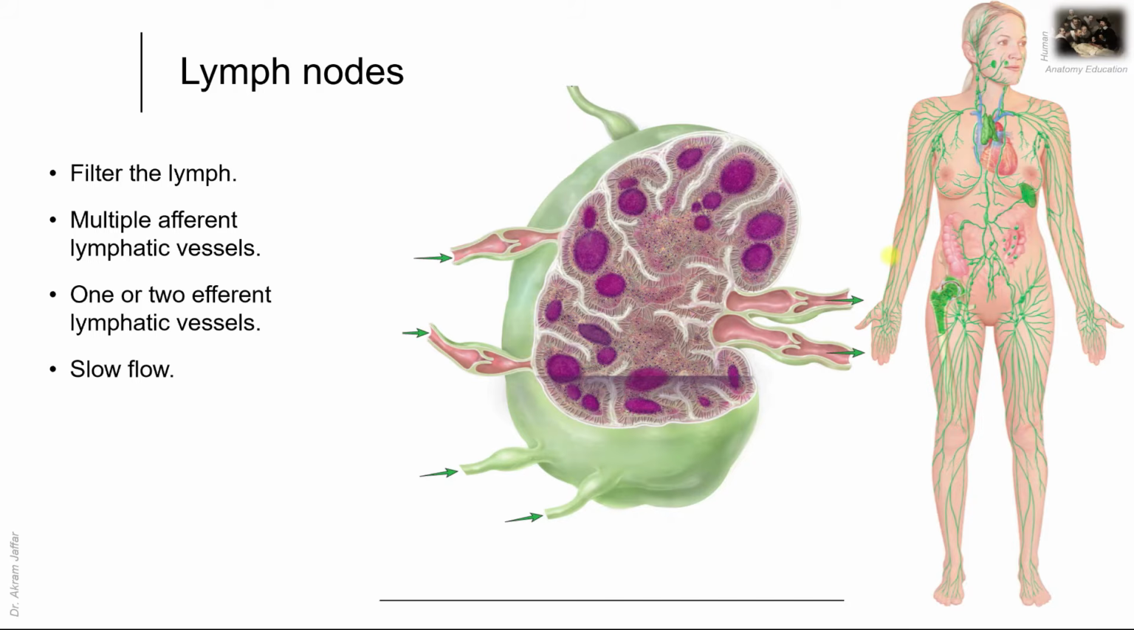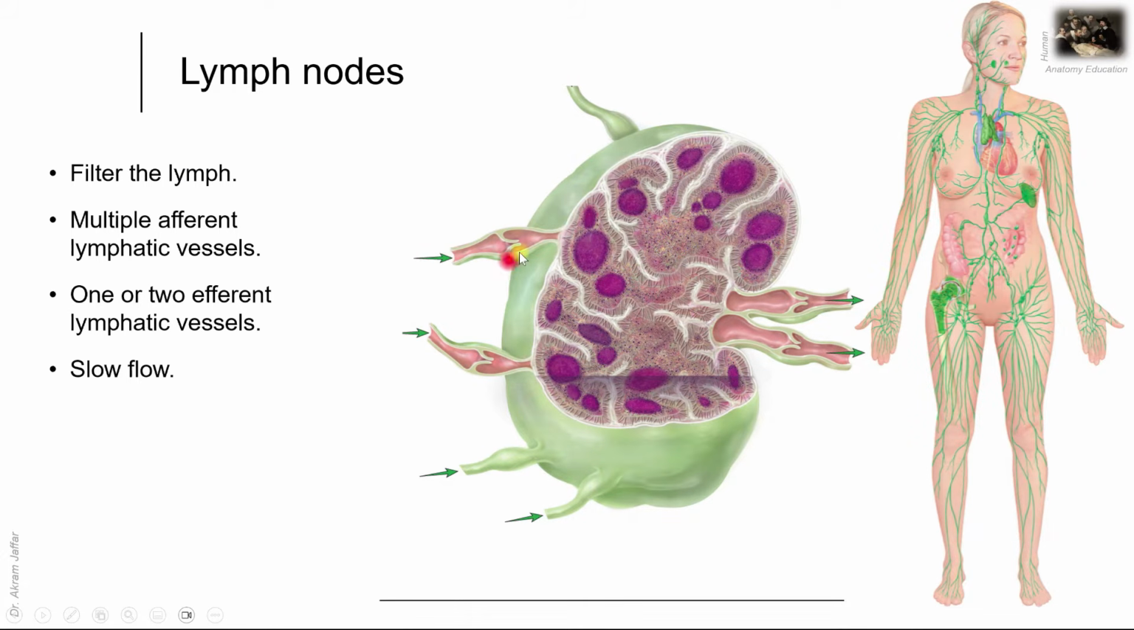As I said, the lymphatic system consists of lymphatic vessels, which are either in the form of lymphatic capillaries or lymph vessels or lymph trunks or lymph ducts. The second part of the lymphatic system is formed of lymph nodes, and these lymph nodes are present along the lymphatic vessels. As I said, they are not glands. They filter the lymph and they receive lymph from multiple afferent lymphatic vessels.